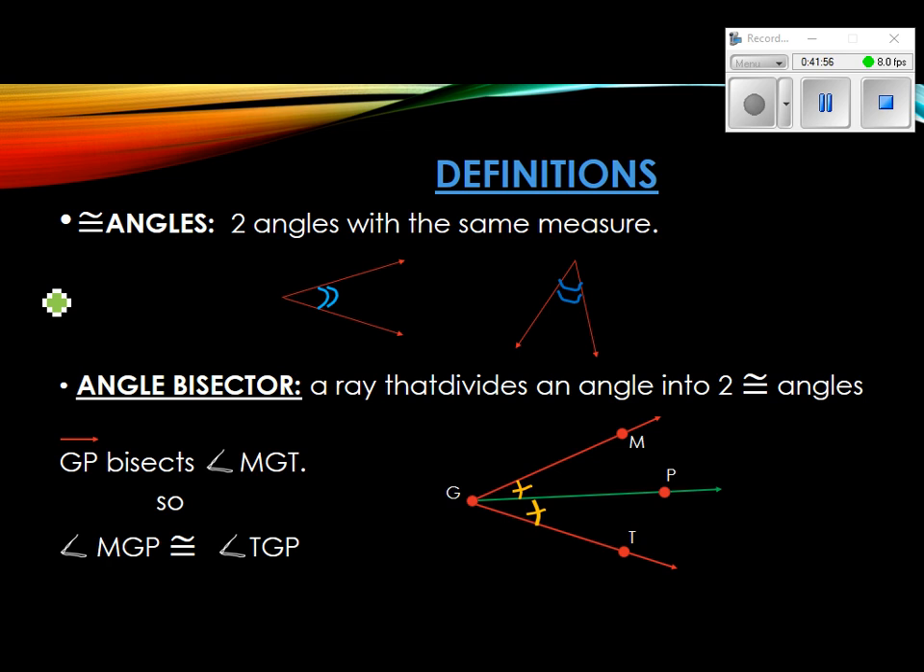Congruent angles. Congruent angles are two angles with the same measure. Same as congruent segments. Congruent angles, two angles with the same measure. When we mark angles, we put those little arcs in them. Ethan was talking about the little arcs a few minutes ago.